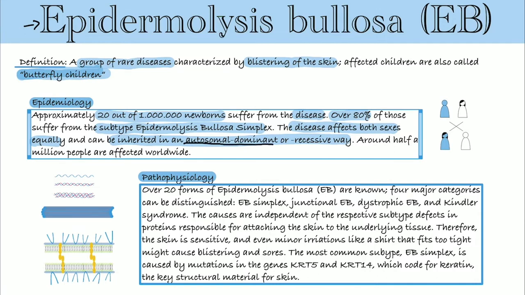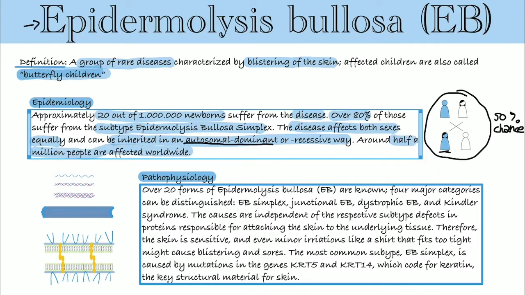The principle is depicted here. So if one parent is affected, half of its children will inherit the condition as well. Around 500,000 people are affected worldwide.